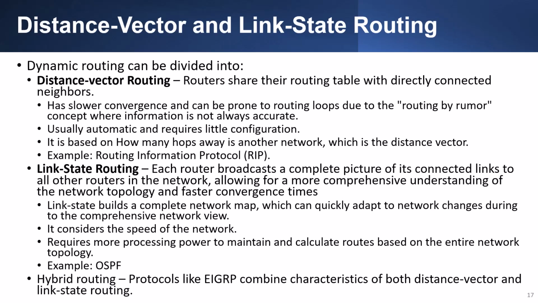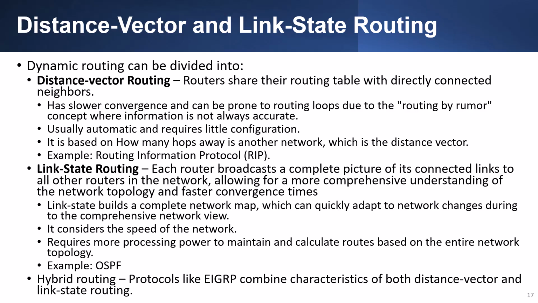Dynamic routing can be divided into distance vector routing and link state routing. With distance vector routing, routers share their routing tables with directly connected neighbors. It has slower convergence and can be prone to routing loops due to the routing by rumor concept where information is not always accurate. It's usually automatic and requires little configuration. It is based on how many hops away another network is, which is the distance vector. Examples include Routing Information Protocol, or RIP.